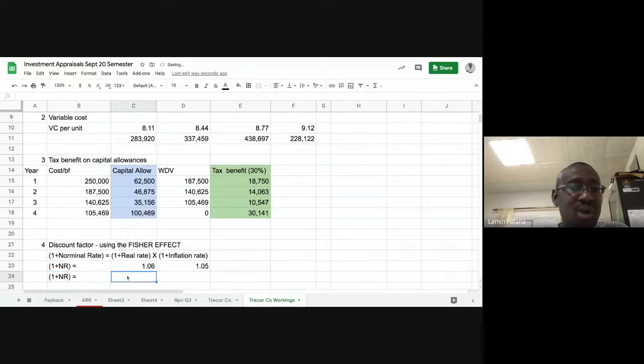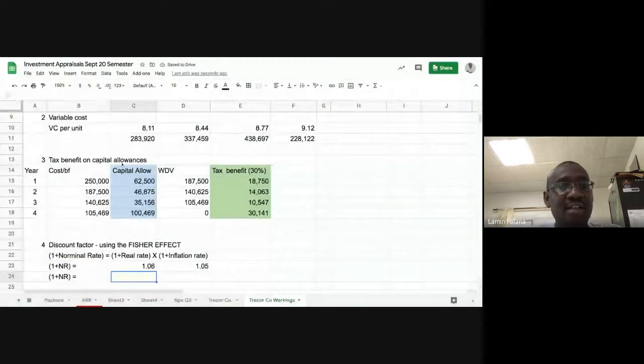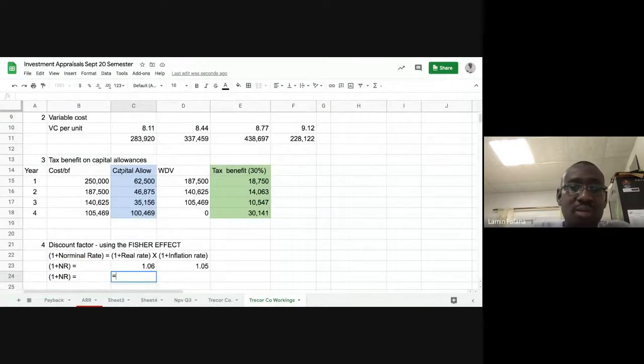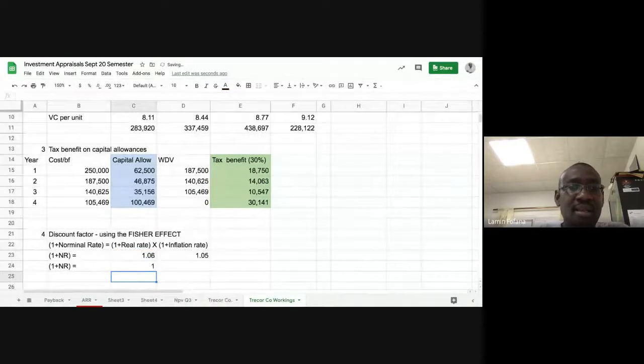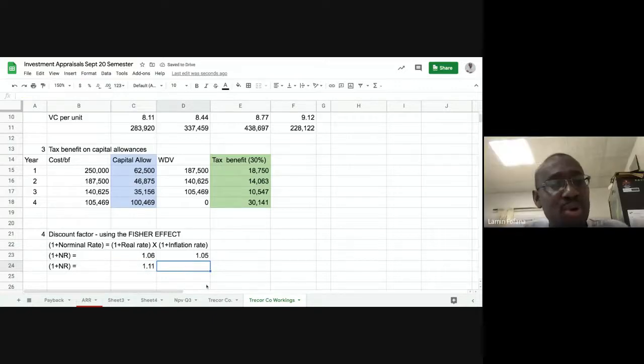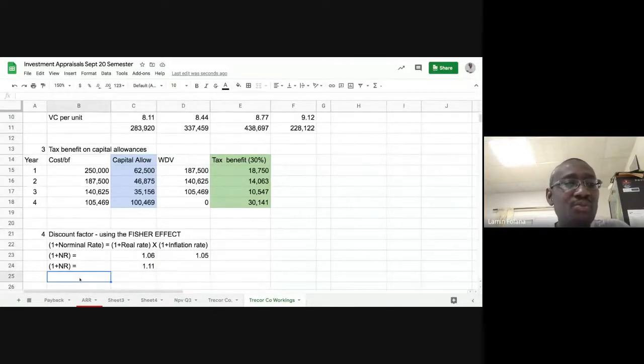Now let's combine the two. What is our 1 plus NR? Do we add or do we multiply? We multiply the two. We multiply this by that, and we take it to 2 decimal places. So our 1 plus nominal rate is equal to 1.11. But what do we want? We want our nominal rate. So now what is our nominal rate?